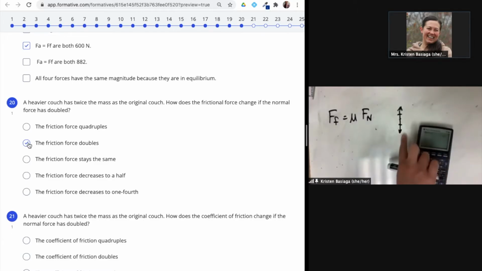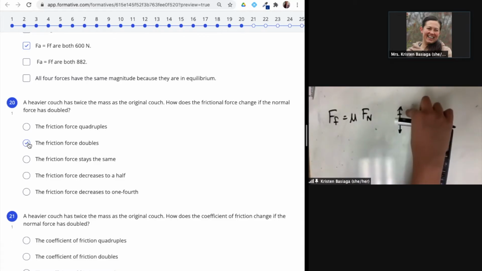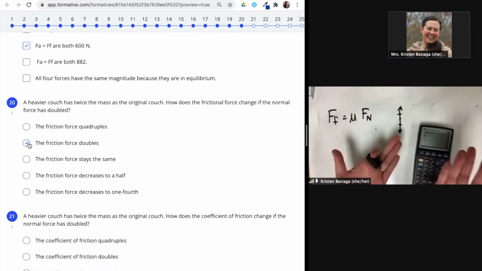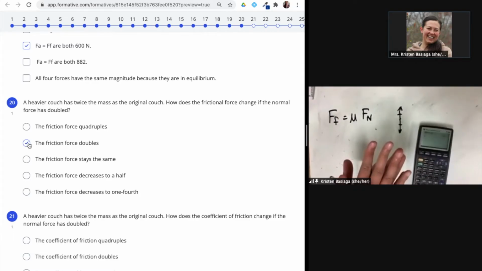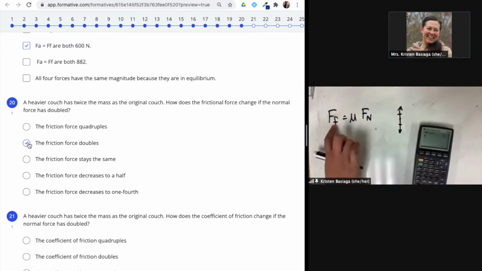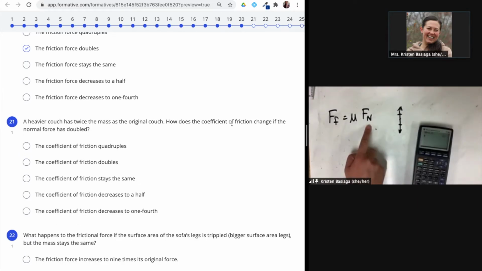Because their weight increases the weight of the couch, the normal force would increase. That pushes the two surfaces together harder. So more normal, more friction. But doubling the normal force doesn't change the coefficient. This coefficient of friction, its symbol is mu, for material. If I double the normal force, does that change what the couch is made of? No. The coefficient of friction stays the same.